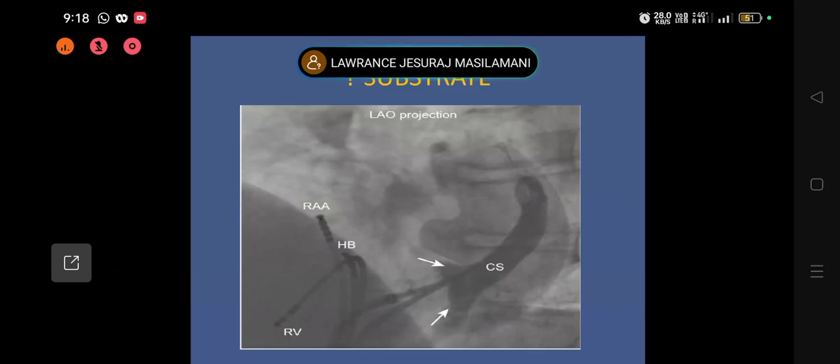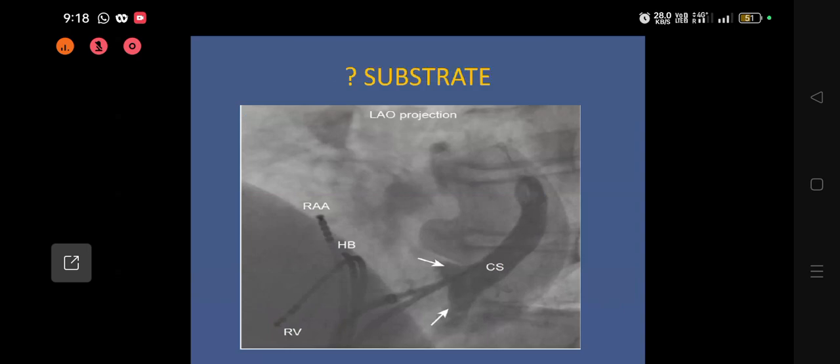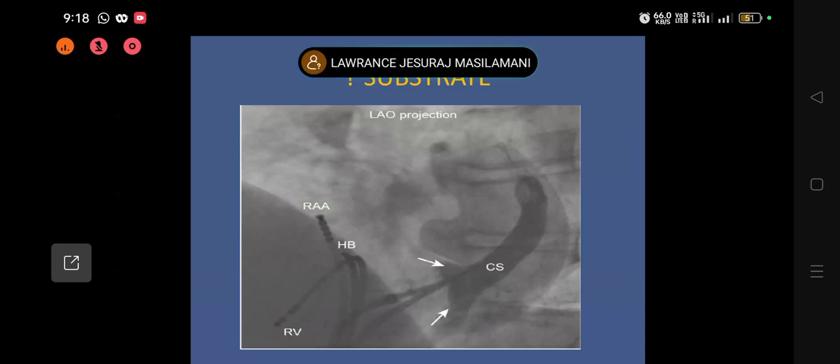So in this patient, again you could see that the coronary sinus has been given an injection, and you could see a coronary venous angiogram. You could see a dilated coronary sinus. This is the area which we are interested in, the coronary sinus ostial area, which is very close to the slow pathway area. You can see it in the LAO projection.